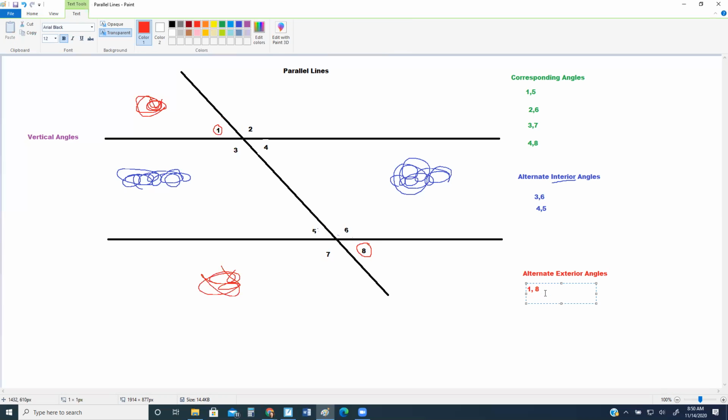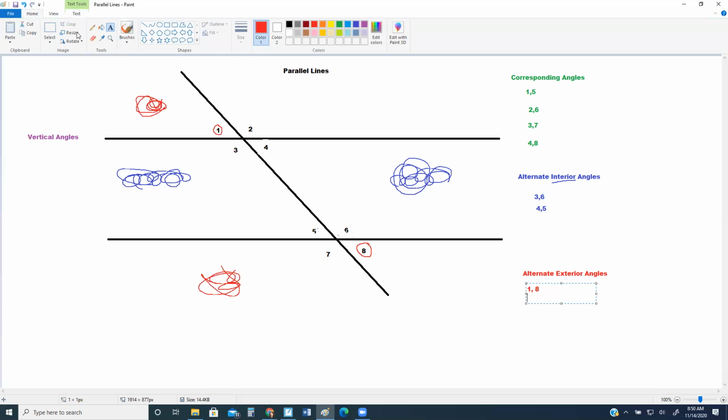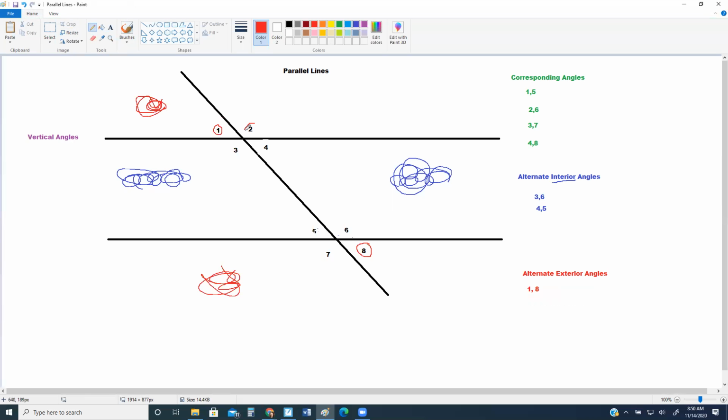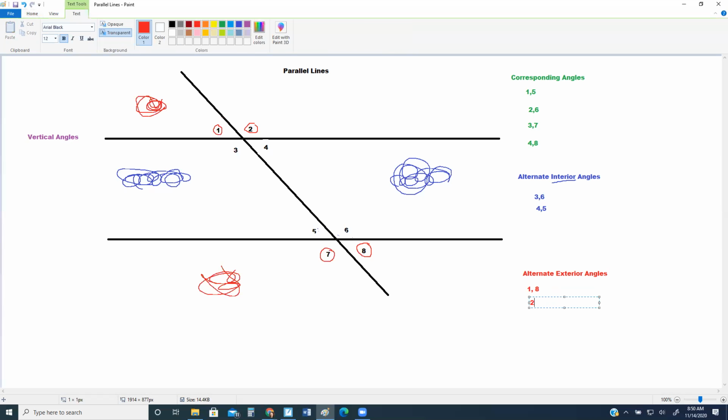So why are 1 and 8 congruent? Well, because they're alternate exterior angles. We also know that 1 and 5 are congruent because we translated 1 down to 5. We know that 5 and 8 are congruent because they're vertical angles. And so we know that 1 and 8 have to be congruent. All right, let's look at 2. 2 is another exterior angle, and its congruent exterior angle is 7. So 2 and 7 are congruent.